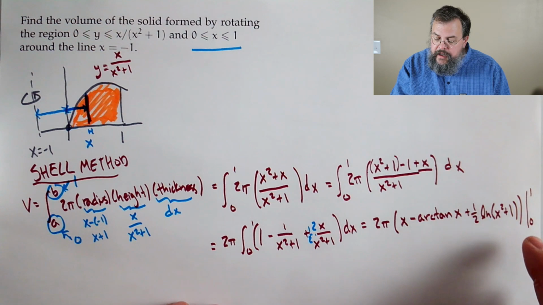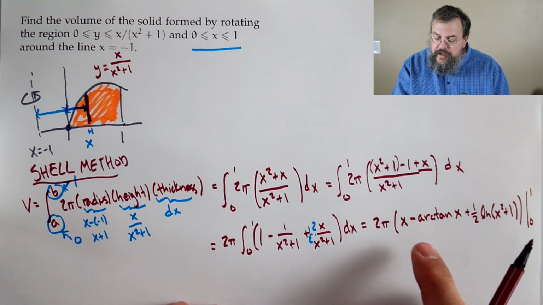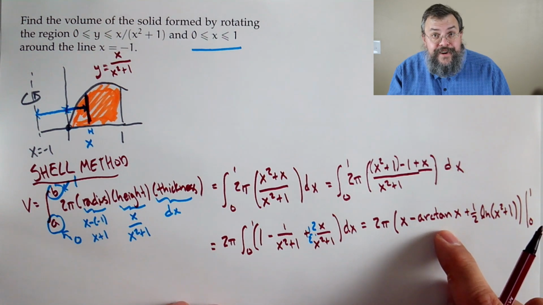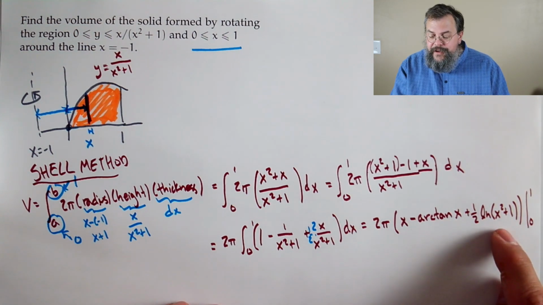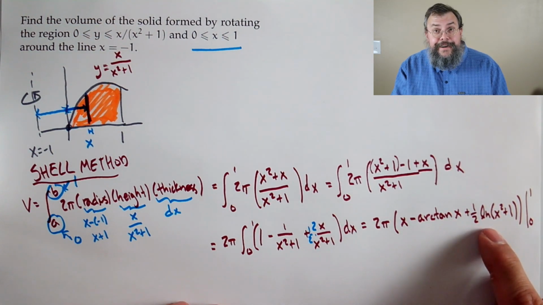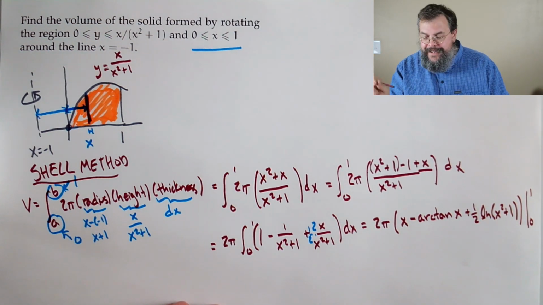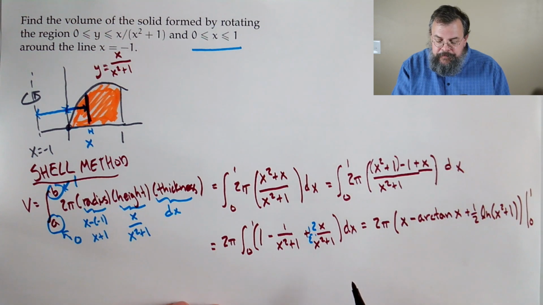Plug in 0 and 1. Now let's plug in 0 first. 0 is 0. Nice. Arctangent of 0 is 0, which is great. 0 squared plus 1 is 1, but log of 1 is 0. So plug in 0, it all goes away. How about plugging in 1?